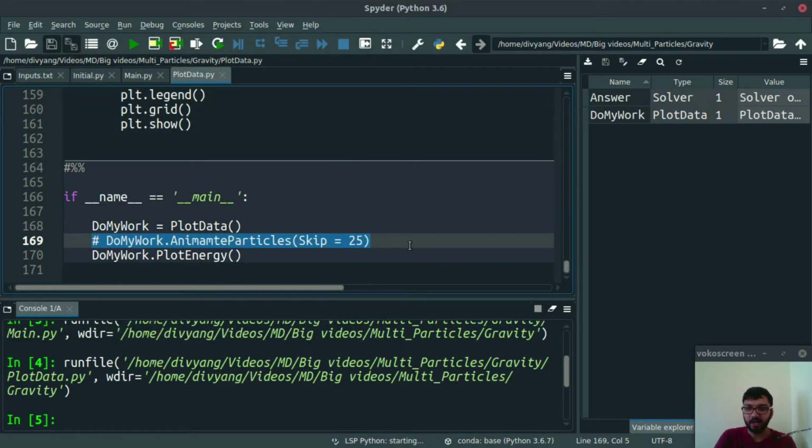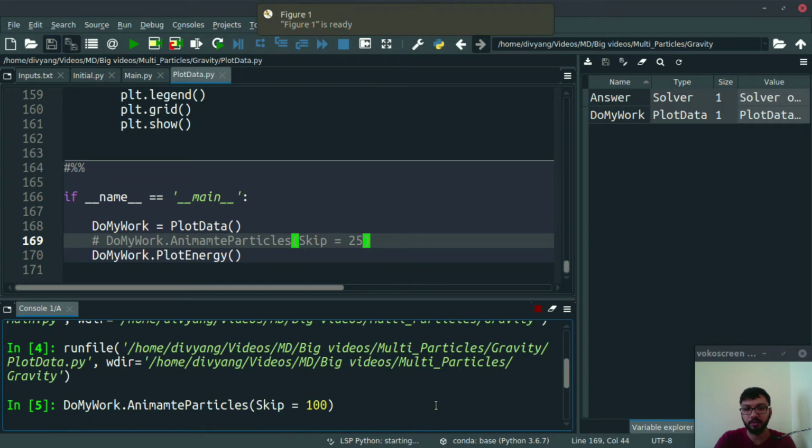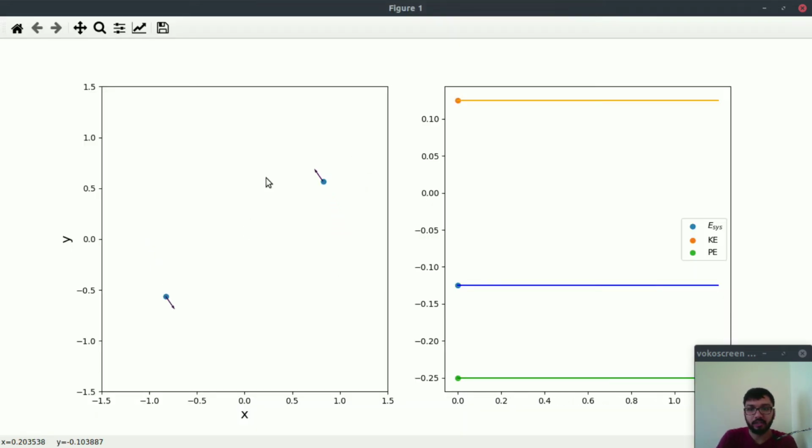Let's animate our result and see what kind of dynamics we are getting, and let me skip 100 data points so that our simulation runs faster. Okay, so they are moving in a kind of circular path. As we can see here, all three energies are remaining constant. And the importance of this kind of system is that angular momentum remains constant, right? So we can say that the angular momentum of this system is conserved.